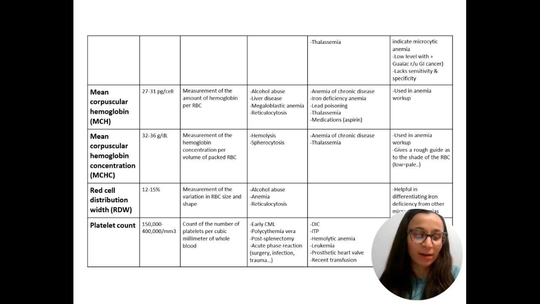Next we go on to platelet count. Platelet count normal is 150,000 to 400,000. Now platelet count is the count of the number of platelets per cubic millimeter of whole blood. The problem with platelets is that if it's too low, then they could have a risk of bleeding out. So DIC, ITP, all these conditions of bleeding out. And if it's too high, then they have a risk for clots. So platelet count is really important, and you want to watch out for that.